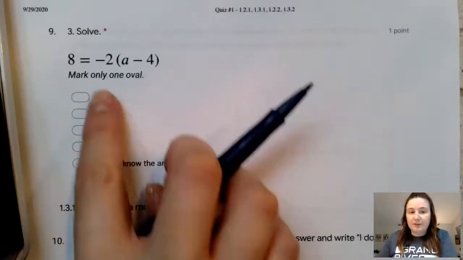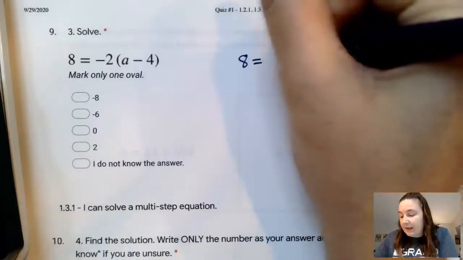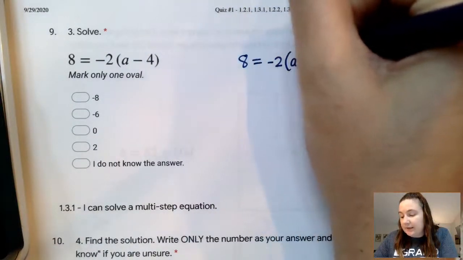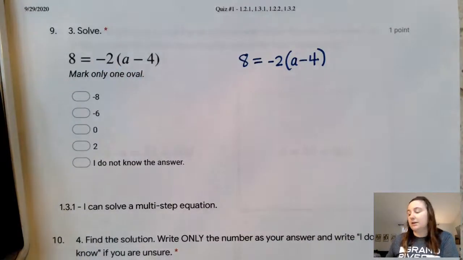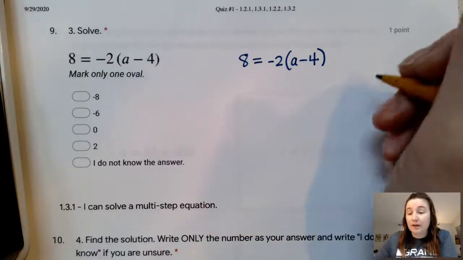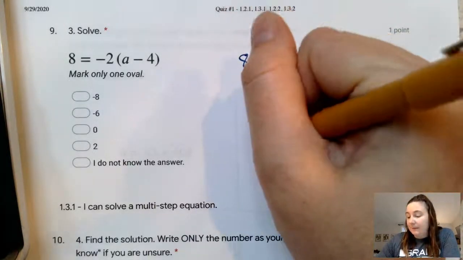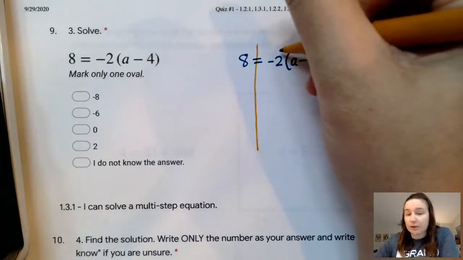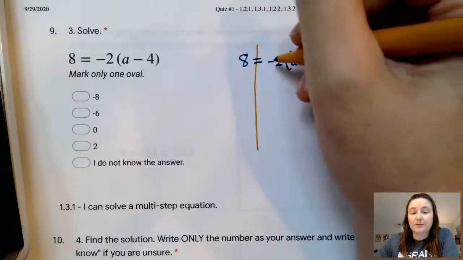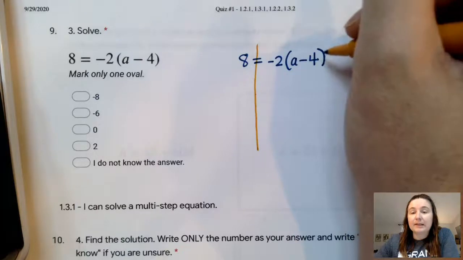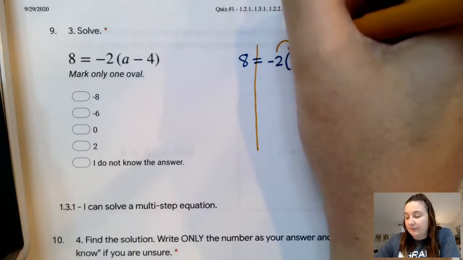For this problem, it just says solve, and we have our equation. And the first thing that I notice is that there are parentheses, which makes me think that I need to use the distributive property, and that's my very first step. So the distributive property, remember, we just distribute whatever is on the outside of parentheses that comes first to everything on the inside. And so distribute just means multiply.